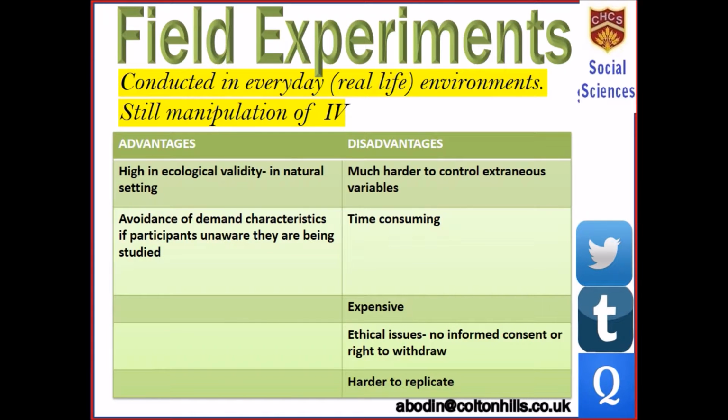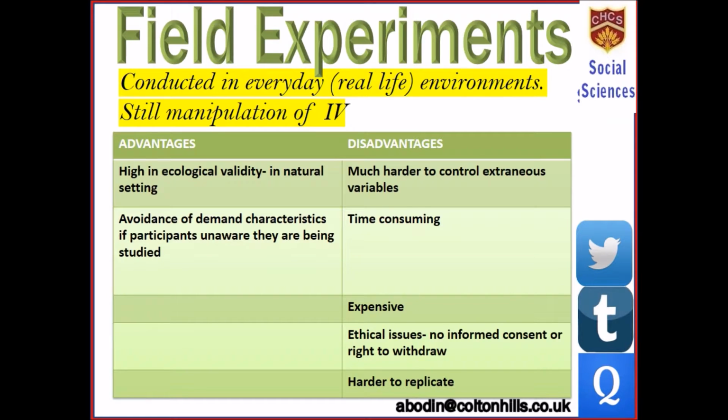So field experiments, the third and final type of experiment used within psychological research. These are conducted in everyday or real life environments. This is the big difference between field experiments and laboratory experiments. Because a field experiment is conducted in an everyday environment, it tends to lead to a lower level of control than within a laboratory experiment, meaning that there is more possibility of extraneous variables affecting the results. There is still manipulation of the independent variable within a field experiment.